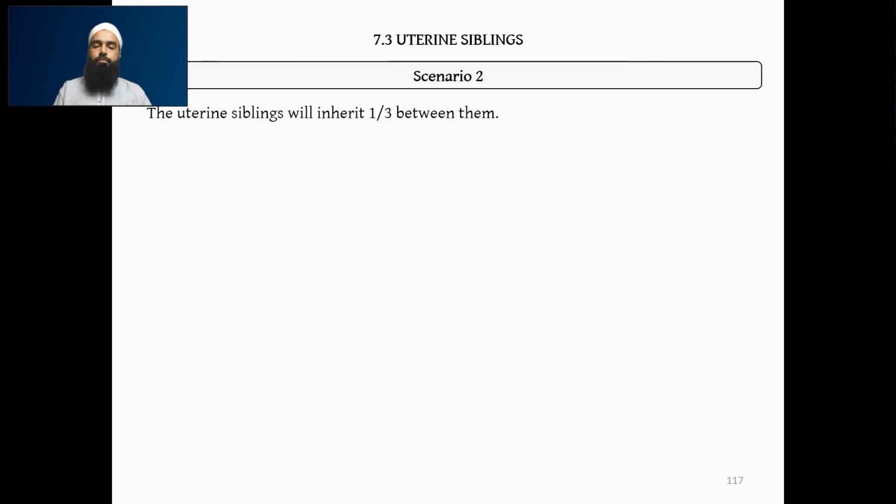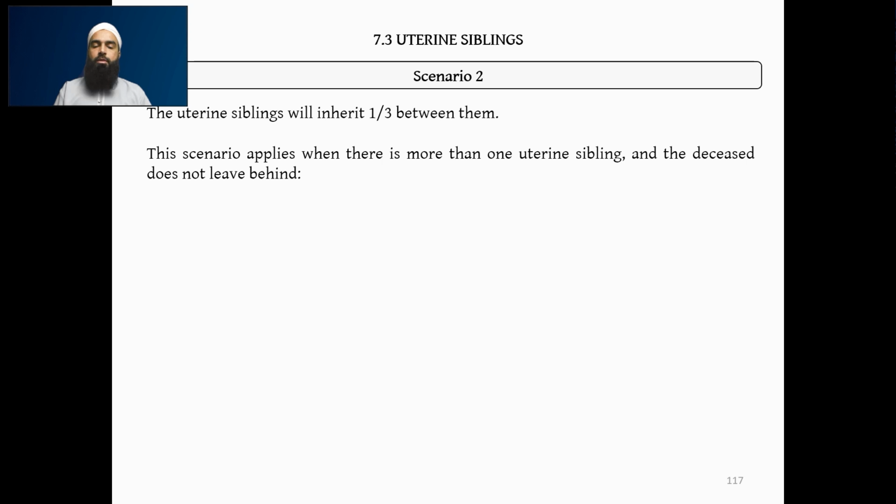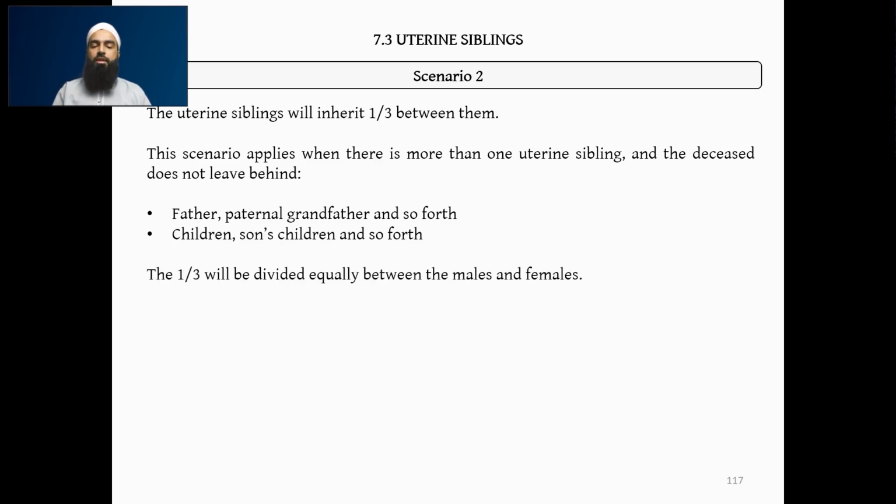Scenario number 2, where the uterine siblings will inherit 1/3 between them. This scenario applies where there's more than one uterine sibling, whether it's 2 brothers, 2 sisters, or 1 brother and 1 sister, however it is. And the deceased does not leave behind a father, paternal grandfather, and so on, meaning no male ascendants, and again, no descendants. So this 1/3 will be divided equally between the males and females, as we understood.